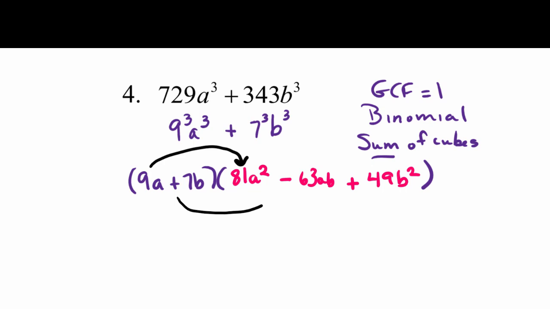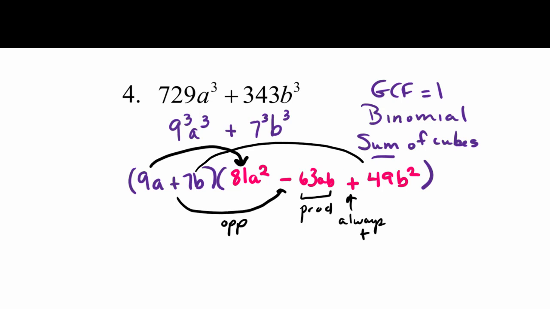Good. And then opposite sign. So we have opposite sign here. Our middle term is the product of 9a times 7b, which is 63ab. And then this next sign is always plus. And then we squared the 7b, which gave us 49b squared. I bet you did fine. Yes? Okay, I think we have one more.